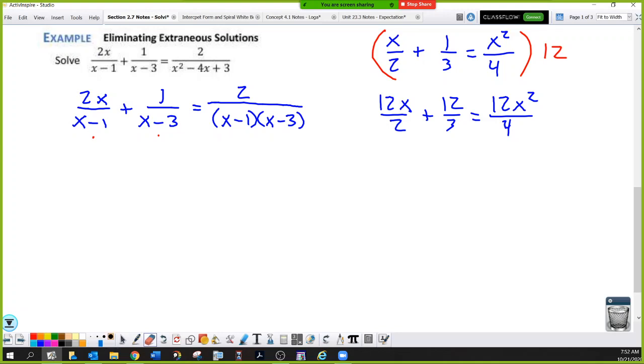But you're looking at our polynomials, our rational functions, I should say. All three of these are rational functions. And you're asking yourself, what would the least common denominator be?